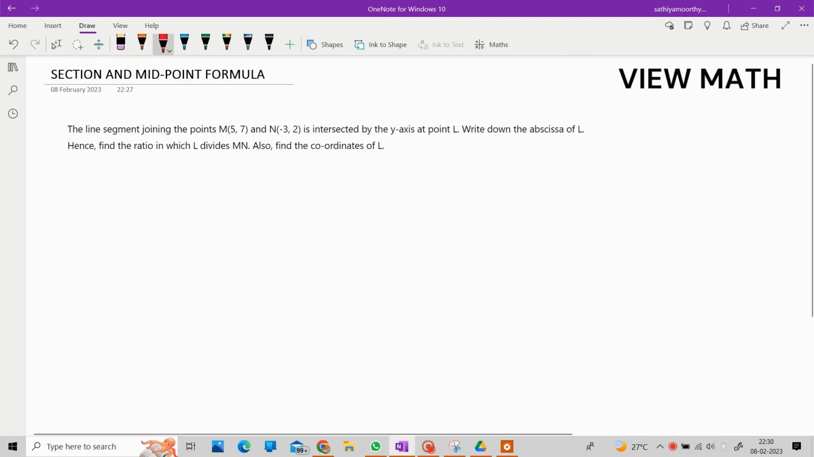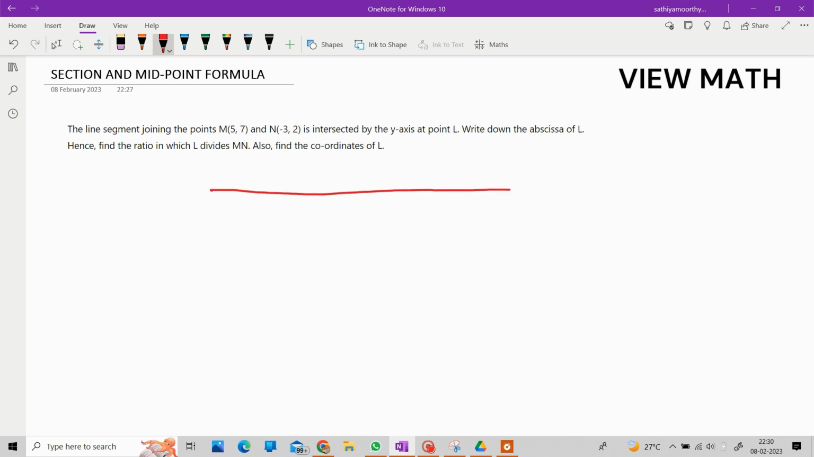Next problem. The line segment joining the points M (5, 7) and N (-3, 2) is intersected by the y-axis at a point L. Write down the abscissa of L, hence find the ratio in which L divides MN. Also find the coordinates of L. So what they have given is a line segment.